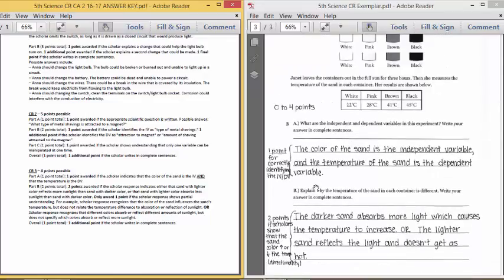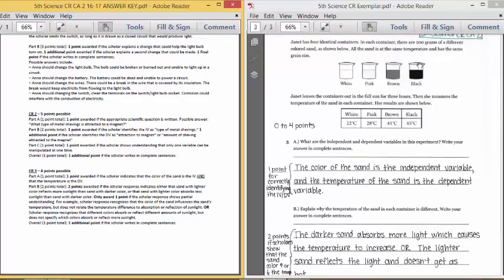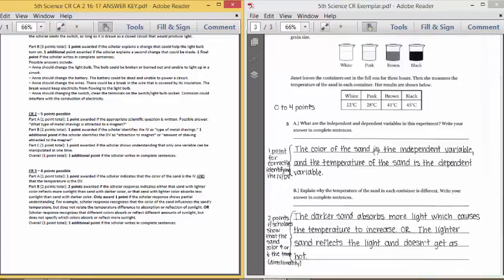For question number 3, it has scholars look at 4 identical containers with different colors of sand that are set out in the full sun all day. The student in this question takes the temperature of each, and the temperatures are recorded in this table. So part A asks scholars what the independent and dependent variable are. So they should correctly identify it for 1 point. The color of the sand is the independent variable, and the temperature of the sand is the dependent variable.